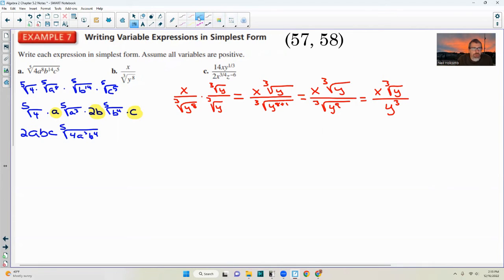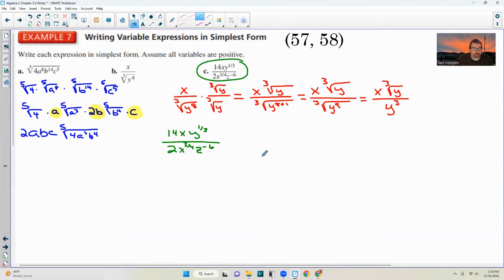I'll switch to green. So now I'm doing this. So I'm going to rewrite it first. 14x y to the 1/3. Now there's no parentheses, so it's just the y to the 1/3 over 2x to the 3/4 y. No, it's not y, it's z. I didn't look up there. 2x to the 3/4 z to the -6. Okay, they're throwing everything at us right now.